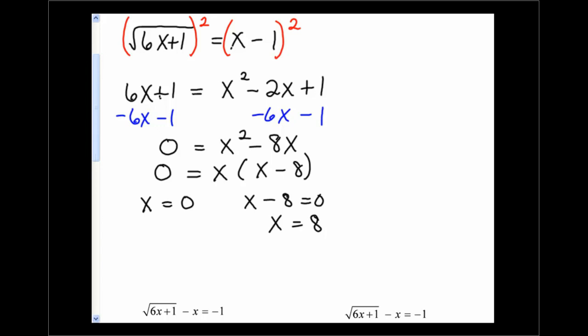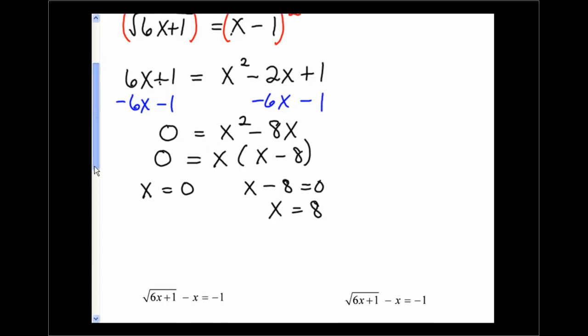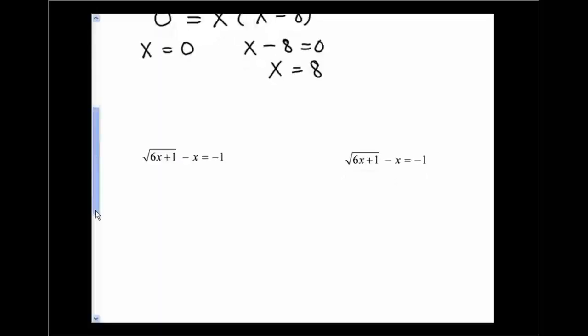Now you can't stop here. Because you squared both sides of an equation, sometimes an extra or extraneous solution is created. So you need to check both of these solutions in the original equation. So we need to check.